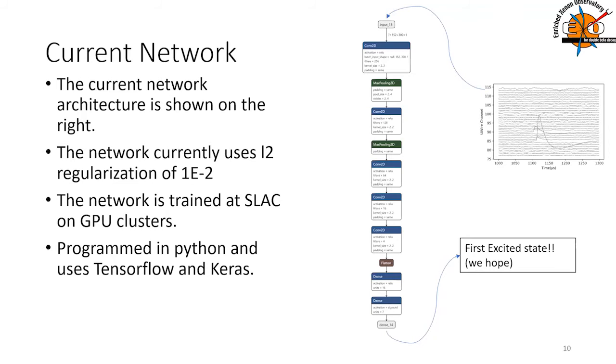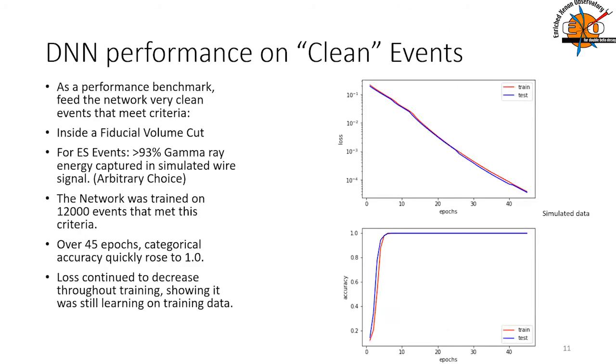So the current network that I have designed uses primarily convolution and pooling layers in order to do feature extraction. It uses L2 regularization. Currently, I use it at about 10 to the minus 2. Depending on how things progress, that can change. The network is trained at SLAC on their GPU clusters to get a very accelerated training rate, and it is programmed using Python with TensorFlow and Keras packages.